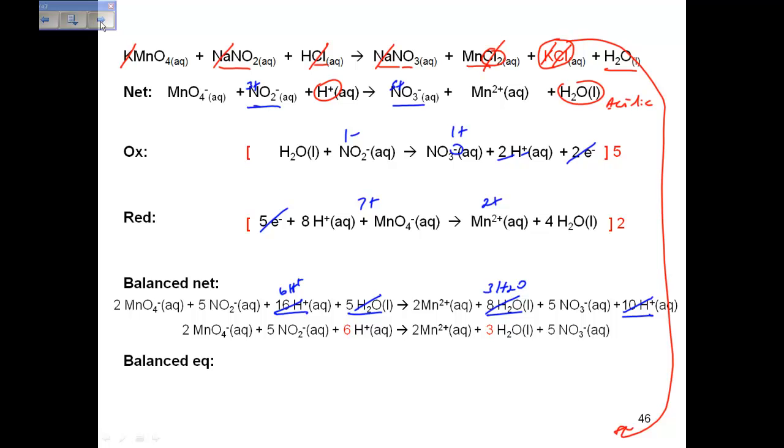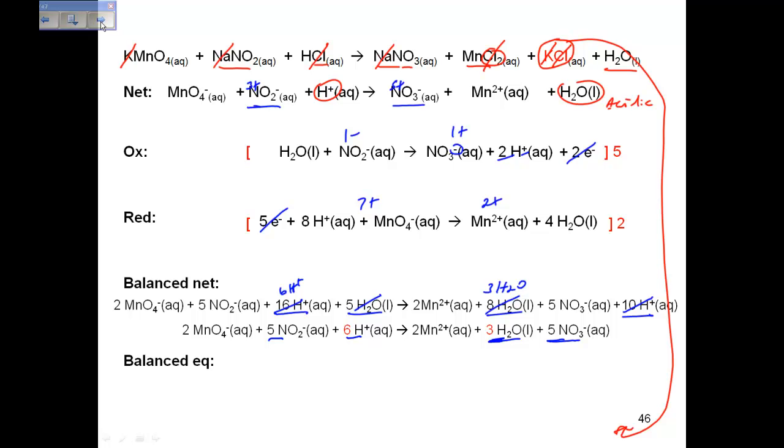Give me my balanced net equation as written. At this point, I can verify that everything is balanced. Let's check out the atoms first. I got 2 manganeses and 2 manganeses. I have 8 oxygens plus 5, that's 10 oxygens, so 18 oxygens. On the product side, I have 15 oxygens plus 3 oxygens. That's 18 oxygens. I have 5 nitrogens and 5 nitrogens, 6 hydrogens and 6 hydrogens. All the atoms are balanced.